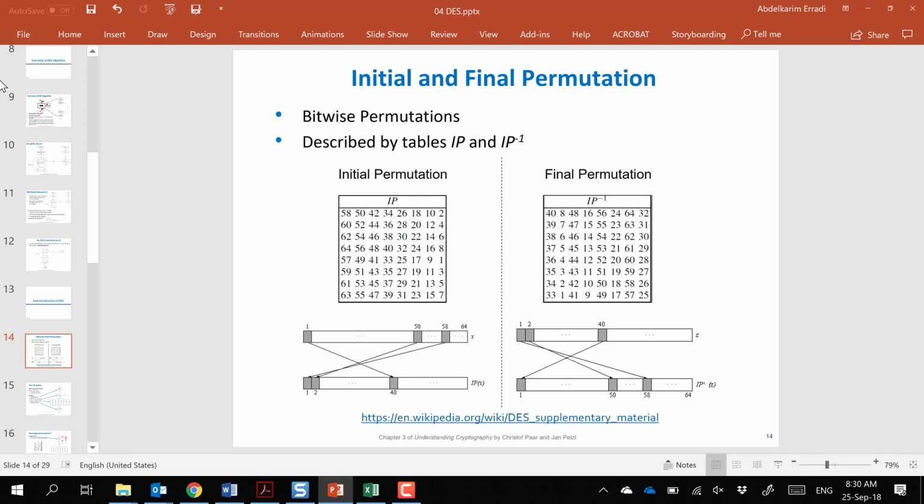That's it. You cannot come and change it. No, I don't want to have 58 there. I want to have 56. No, you cannot do it. It's a standard. Standard means you just close your eyes and follow it. Otherwise, you will be implementing something other than DES. These are the tables that come with DES.